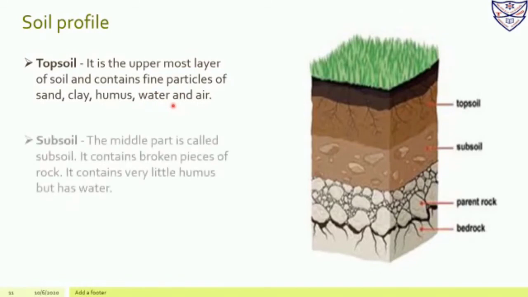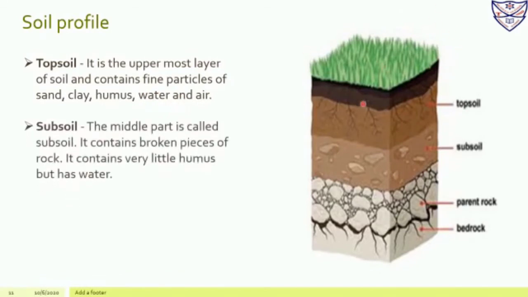Now next, here you can see that this is the topsoil. It consists of sand, clay, humus, water and air. Now next is subsoil. The middle part is called subsoil. Here you see the middle part. This is called subsoil. It contains broken pieces of rocks. It contains very little humus but has water-holding capacity.